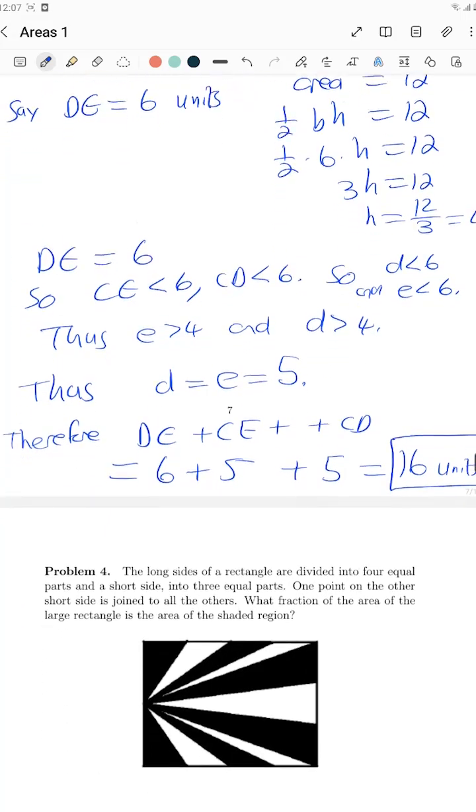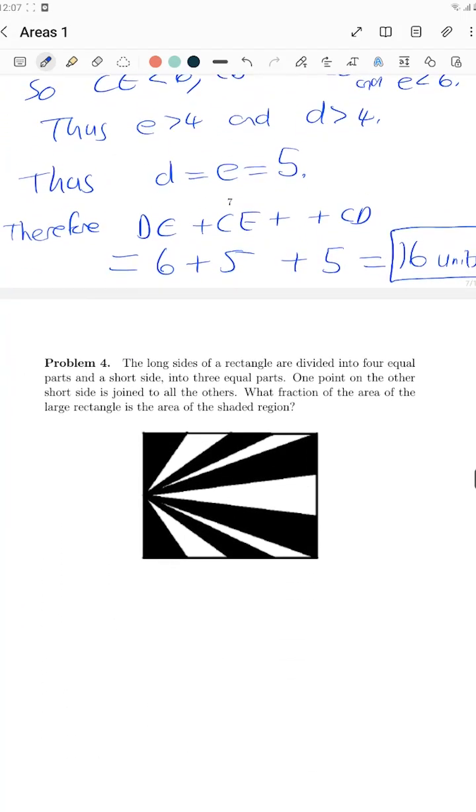Good. Let's move on to problem 4. First, let's read the problem. The long sides of a rectangle are divided into 4 equal parts and the short side into 3 equal parts. One point on the other side is joined to all the others. What fraction of the area of the large rectangle is the area of the shaded rectangle?